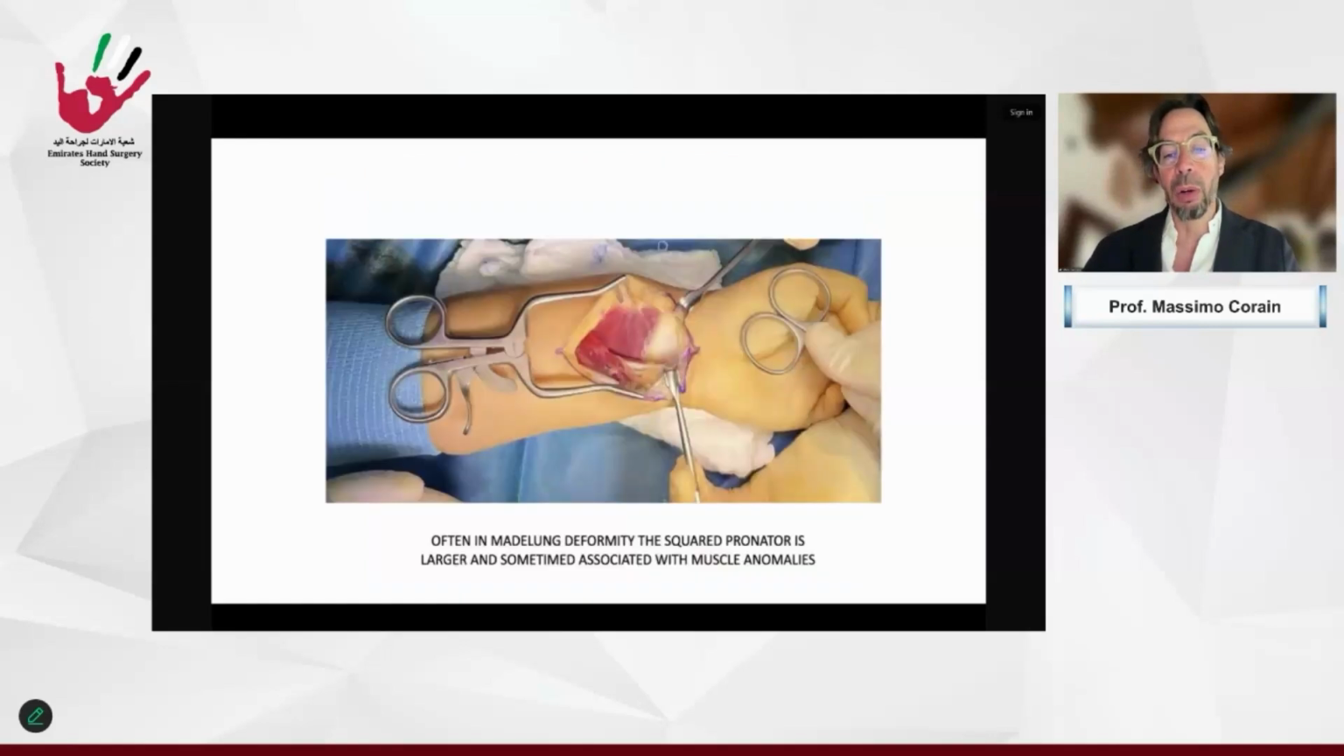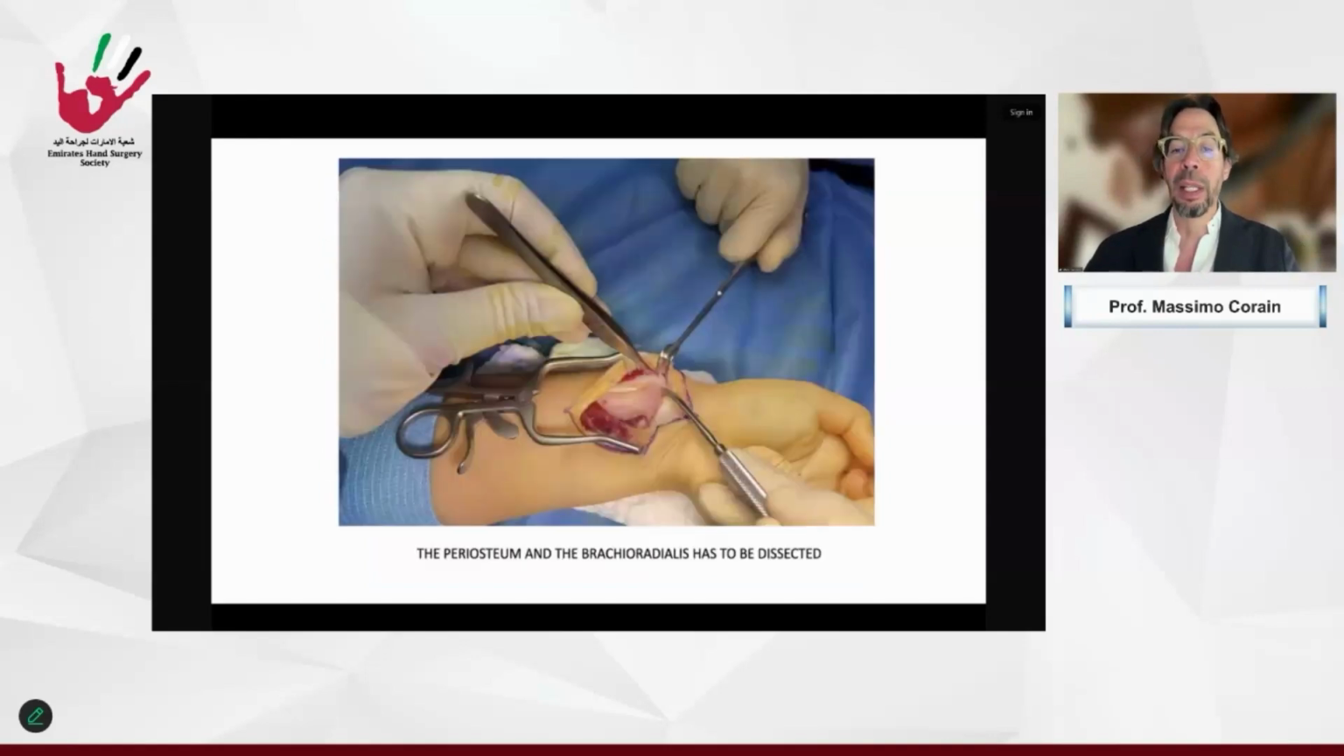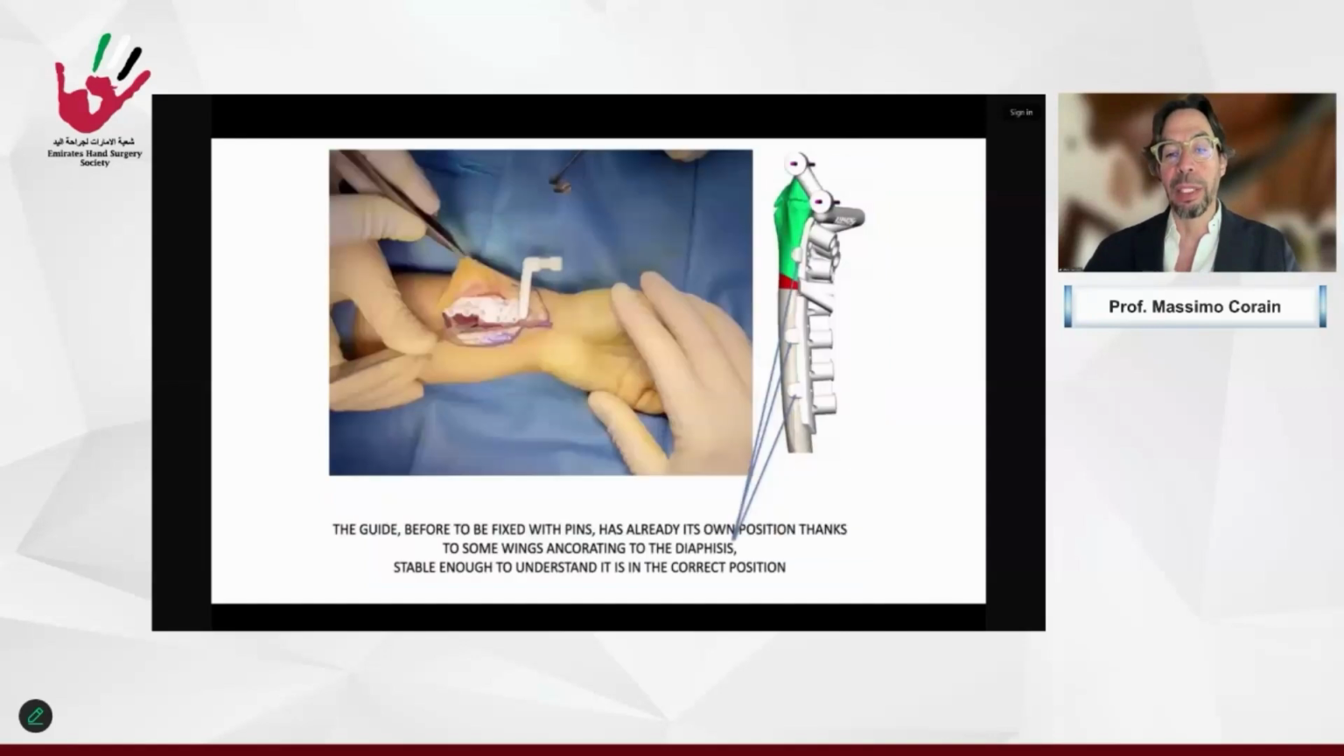In Madelung, often we have a deformity of the muscle too, of the square pronator. Sometimes we have some muscular anomalies, so I have to consider that because the approach is a little bit more demanding sometimes. Then I have to detach the brachioradialis, that has to be dissected.